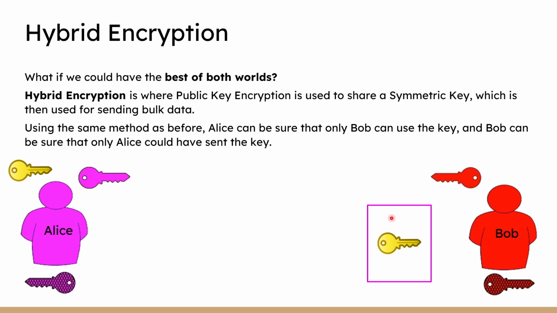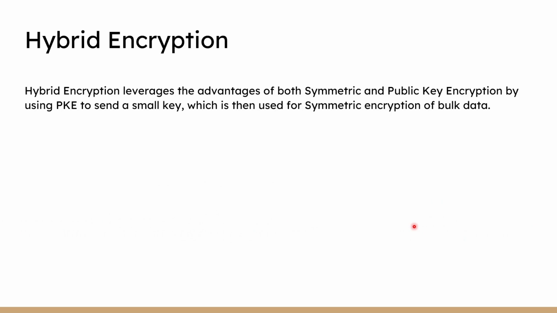And then, just to be sure that only Alice could have sent this, just to be sure that only these two have this key, he decrypts it with Alice's public key. And now they both have some secret key, kind of like Diffie-Hellman, except you actually send the key but encrypted. So this seems great, right? You use the advantages of both. You use public key encryption to send a very small key, and then you use this small symmetric key to send bulk data.